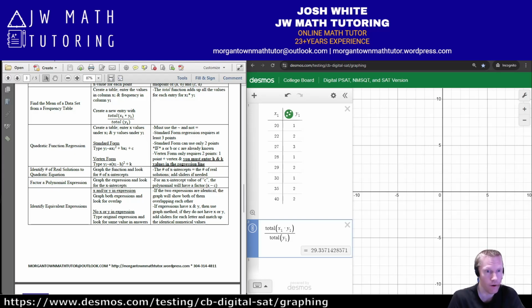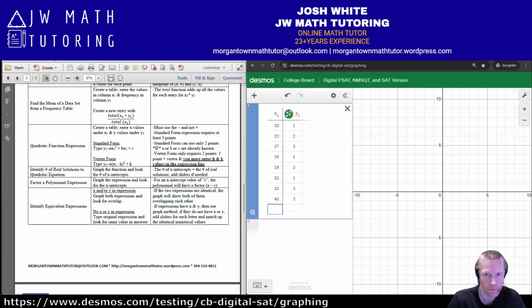Now, for vertex form, it technically only requires 2 points, but one of the 2 points has to be the vertex. And specifically, you have to enter the H and K values of the vertex in the regression statement. If you just enter the 2 points in the table and you don't enter the vertex values into the regression statement, you will not get the correct answer. And I'll show you an example of what happens with that.